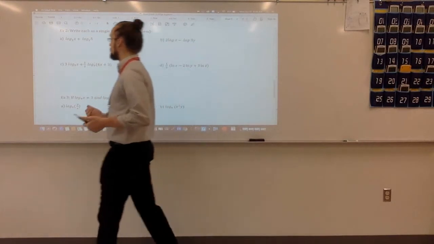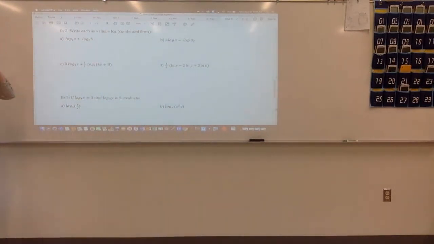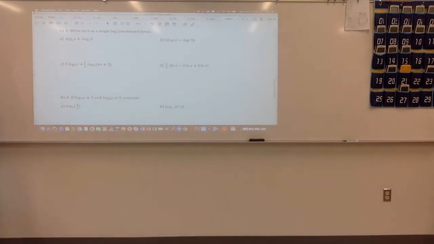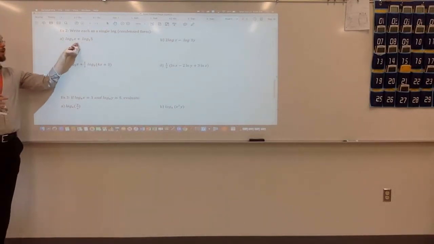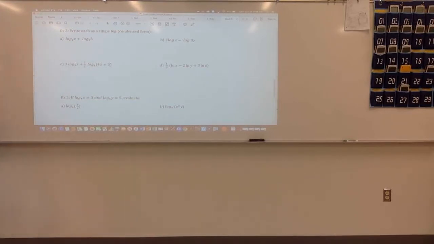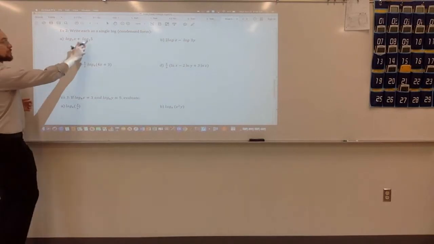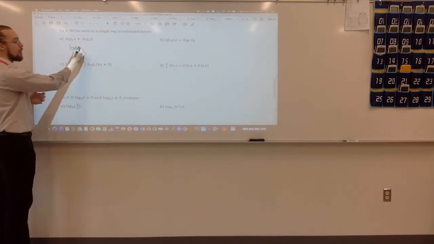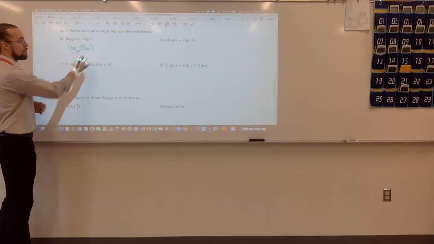So here, I've got log base 2 of x plus log base 2 of 5. There's only one thing going on here. I don't have any coefficients. All I'm doing is adding these 2 logs together. So if I'm adding 2 logs, how can I combine them into a single log? Just multiply what's on the inside. So this would just be log base 2 of x times 5, or of 5x.